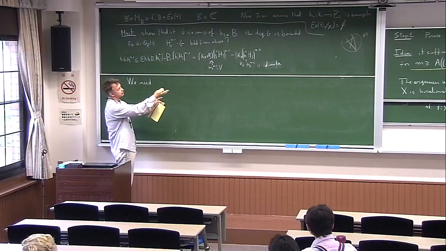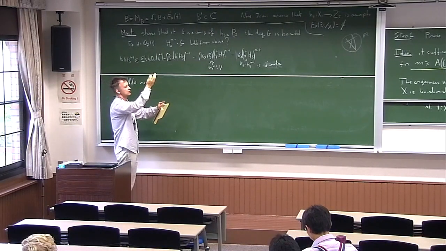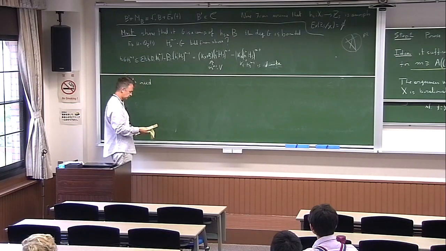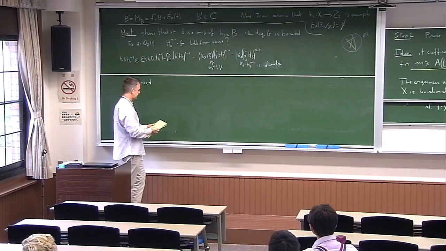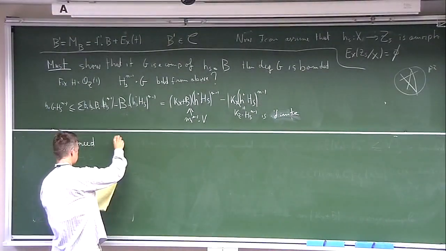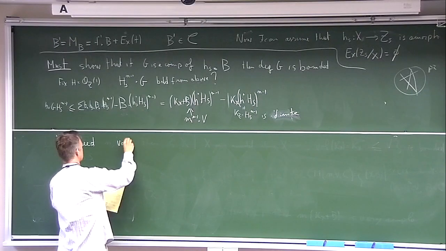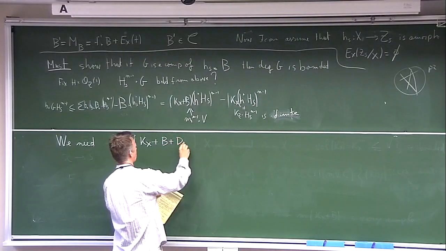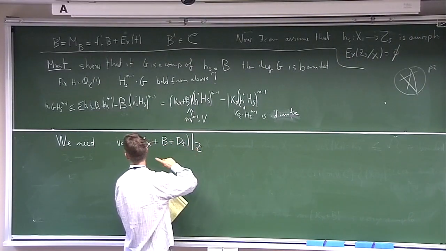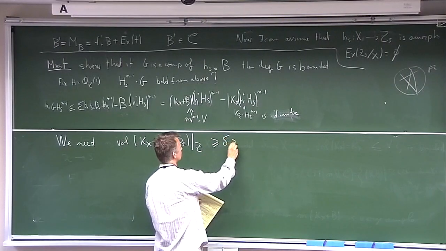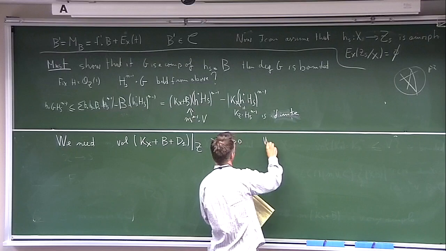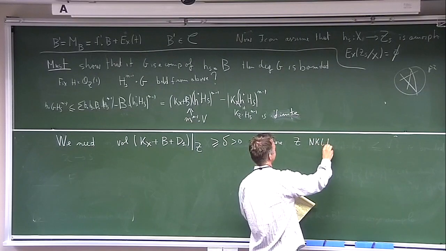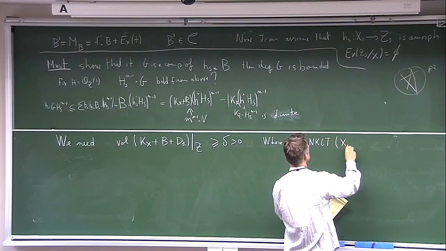So remember in the proof, what we had to do was we produced some non-Kawamata log terminal center, and then we had to cut down its dimension. So in order to be able to cut down its dimension, the kind of thing that we need is we need to be able to control the volume of kx plus b plus d1 restricted to z. So we need to bound this from below by some constant delta, where here z is a non-Kawamata log terminal center of the pair x b plus d1.